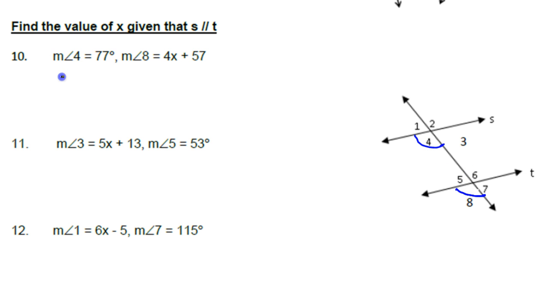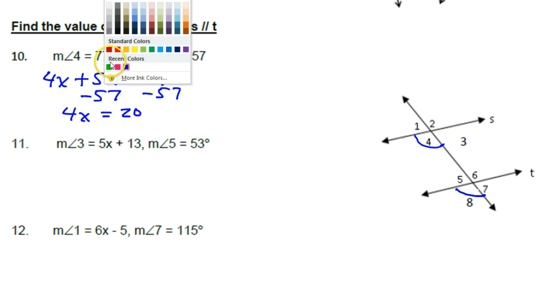So that means 4x plus 57 should equal 77. Subtract 57 from both sides. So that's going to be 20. So 4x is equal to 20. Divide both sides by 4.